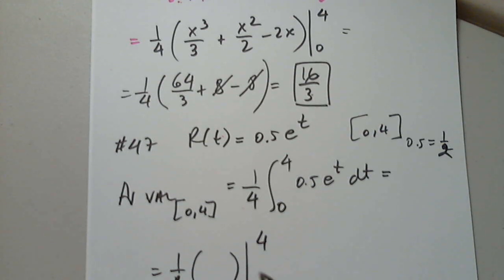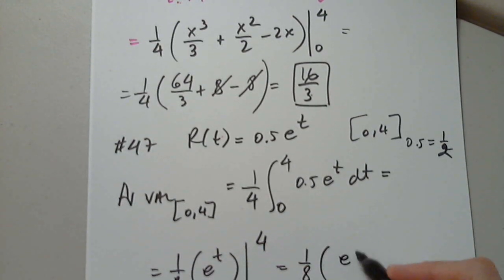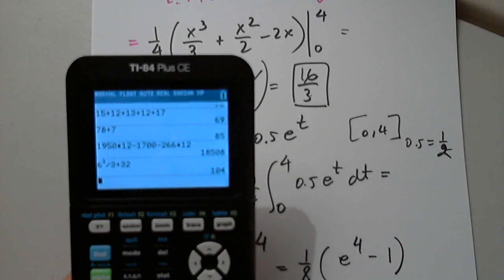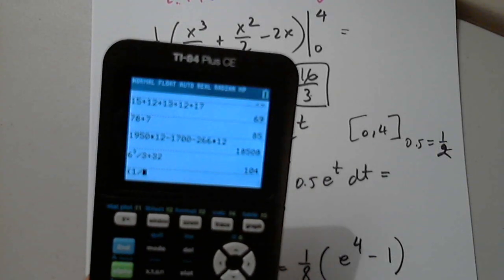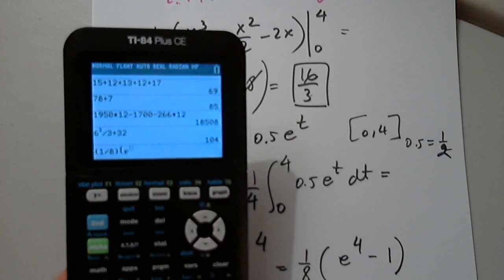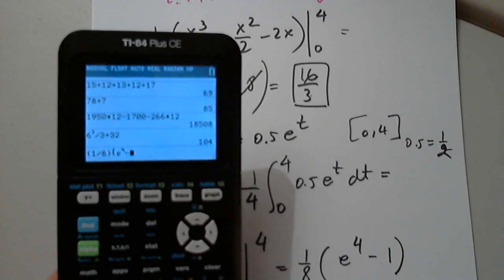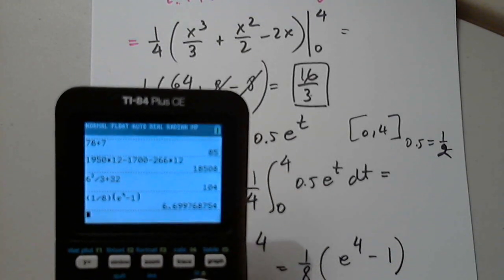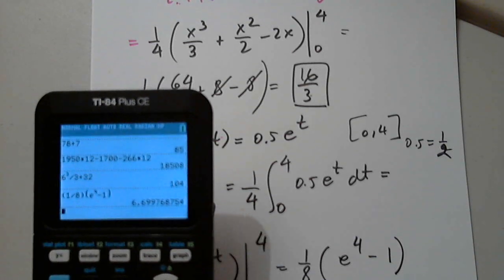E to t, of course. Thank you very much. So we have 1 over 8 times e to the 4th minus, you already told me, e to 0 is 1. And this I will just calculate here: 1 divided by 8 multiplied by e to the 4th, and then minus 1. I got 6. What was the measurement unit?